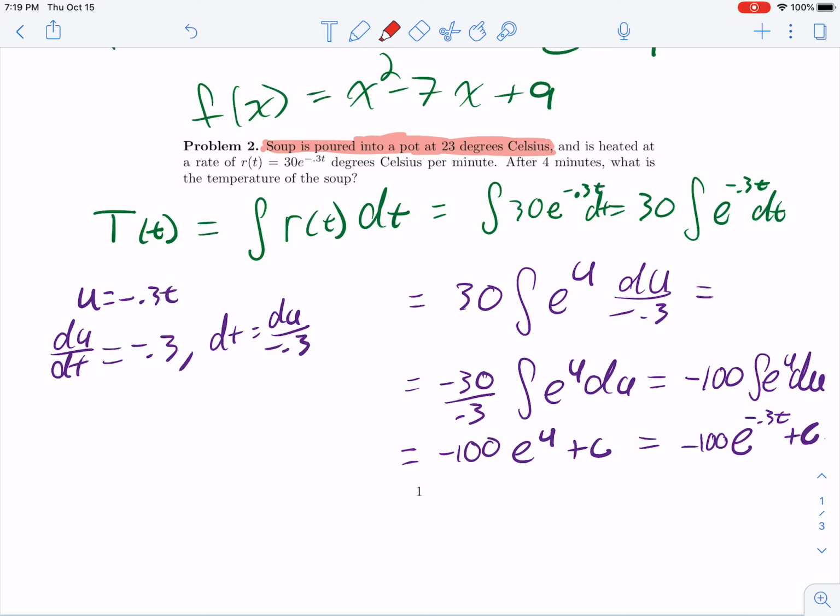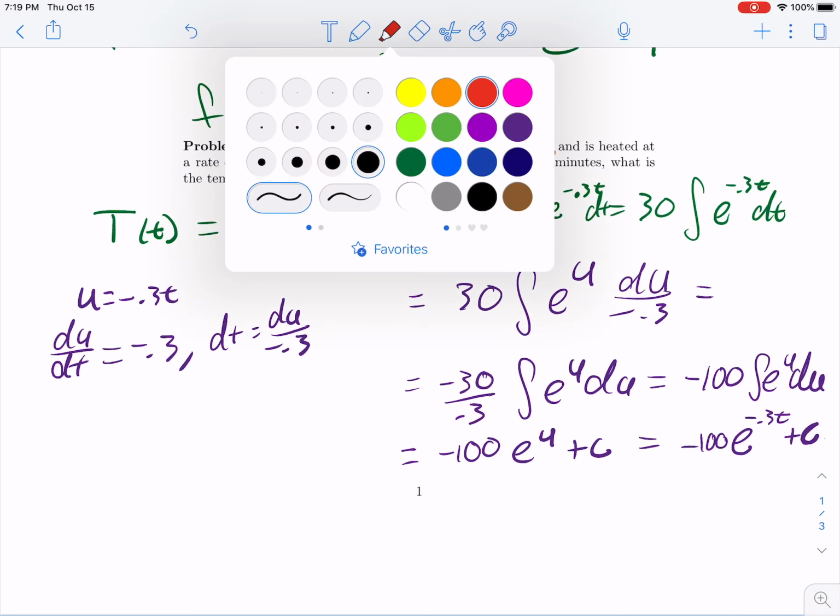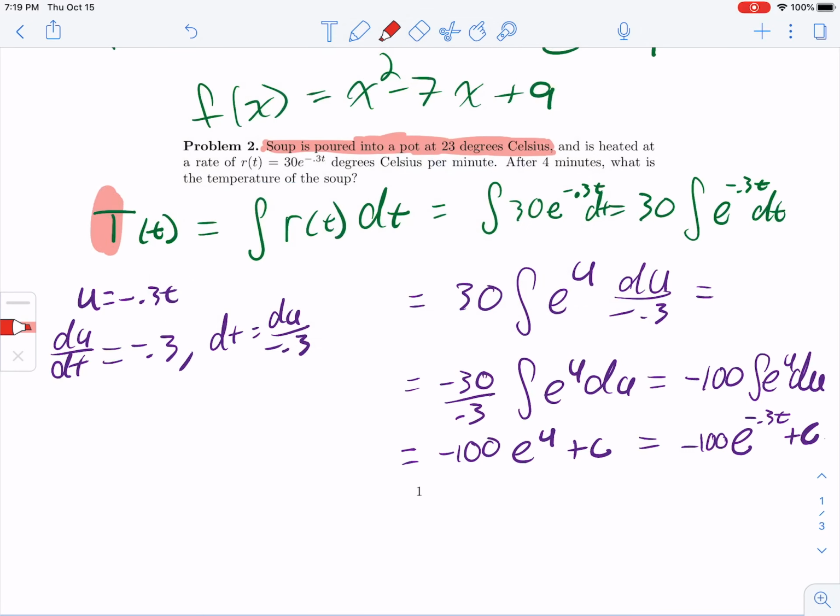Based on this fact, that's the initial temperature of the soup, right? So our temperature of the soup, our function for temperature, we calculate all the way down here as this guy. Our initial temperature is 23.